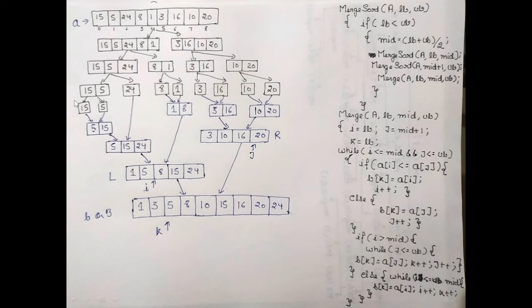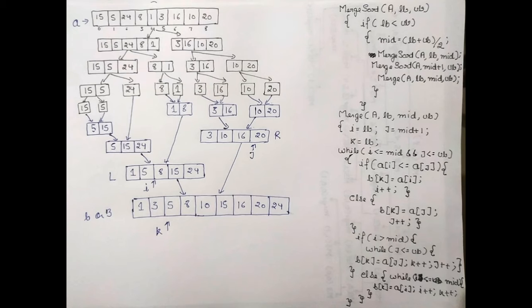Now in this case, as you can see here, for this single element, the lower bound is 0, that is 15, the upper bound is 0. So now lower bound is actually equal to upper bound. In that case, no more recursive calls will be made, and we will start backtracking in the stack. We will start getting out of the recursive calls.